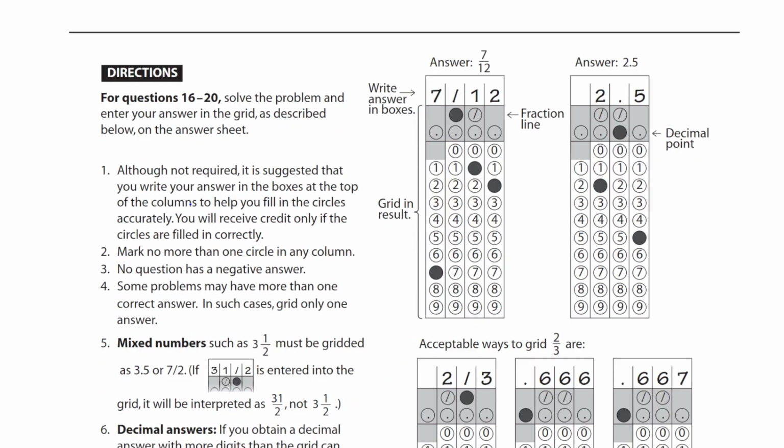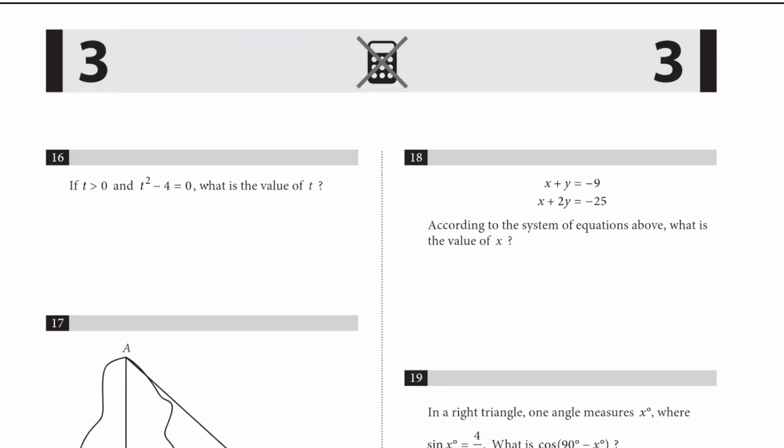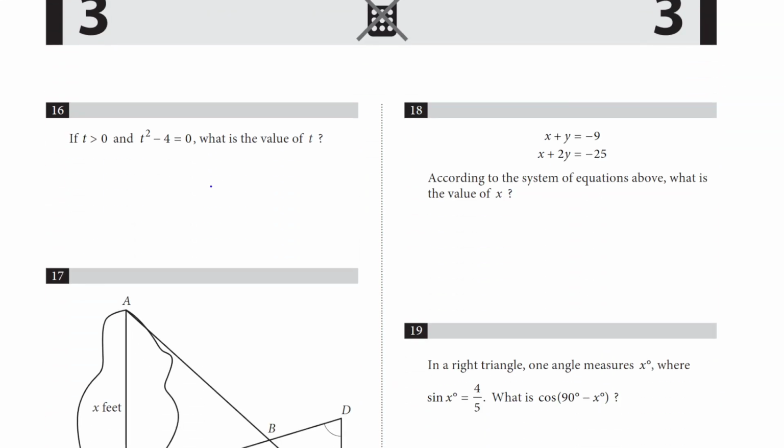Questions 16 to 20, answer with, it looks like numbers. I don't have a grid sheet, so we'll do that. If t is greater than 4 and t squared minus 4 equals 0, what is the value of t? So t squared is equal to 4, so t is equal to plus or minus 2. But t is greater than 0, so actually it's just positive 2.